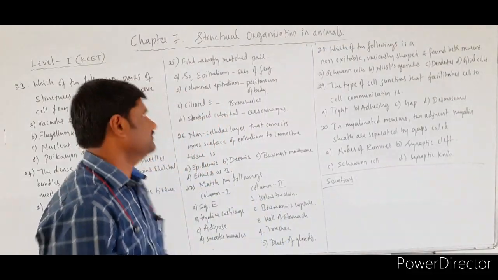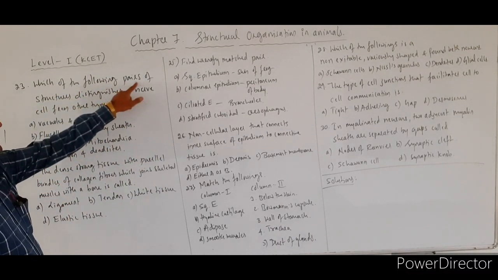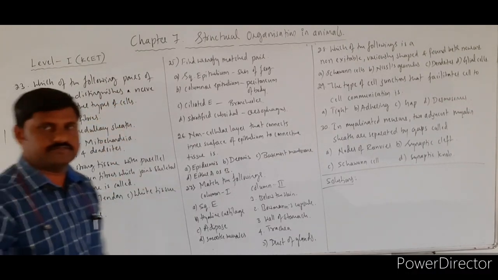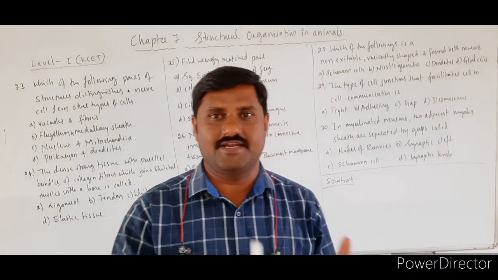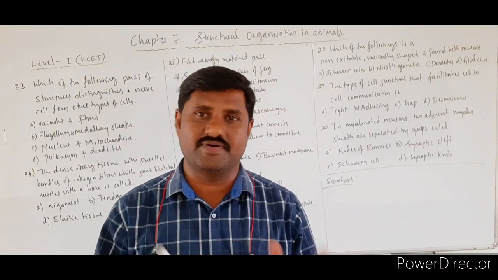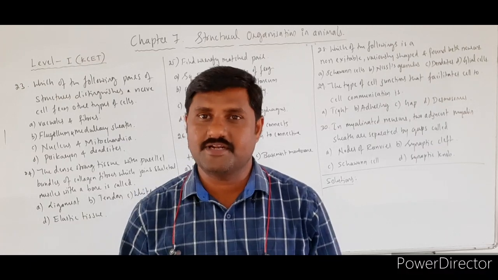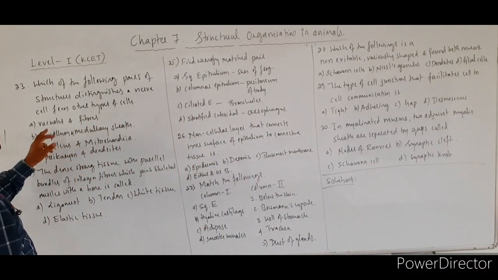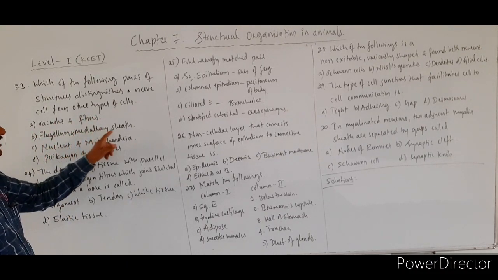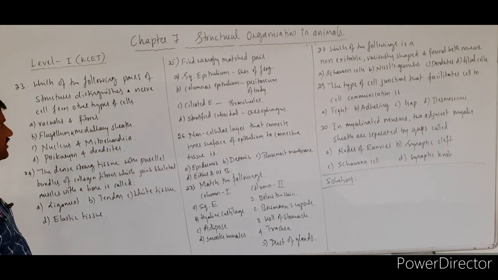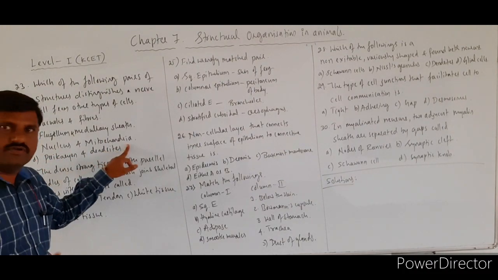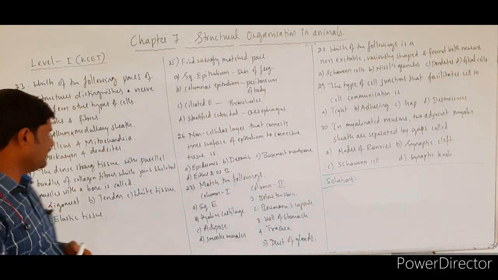Yes, next question is: which of the following pairs of structures distinguishes a nerve cell from other types of cells? So how do you differentiate nerve cell and other types of cells? This is the question. What is usually present in normal cells as well as nerve cells does not make the difference. Let us go through that. Vacuoles and fibers are usually present in all normal cells. Flagellum as well as medullary sheath. Of course, flagellum is present in lower cells like prokaryotic cells. Nucleus and mitochondria are also quite natural, so they are present in normal cells.